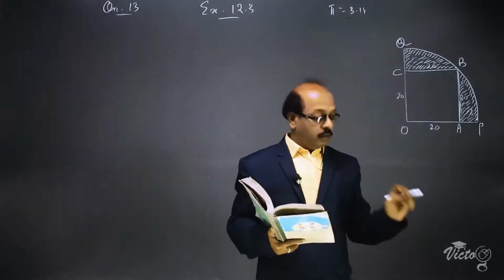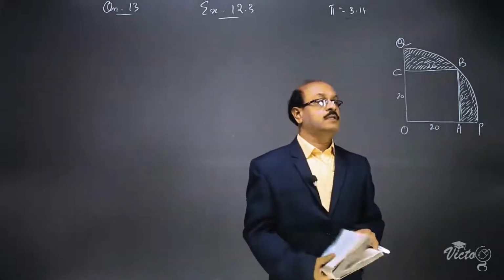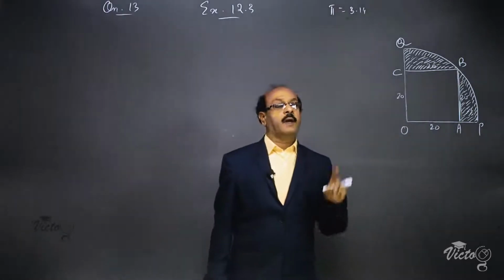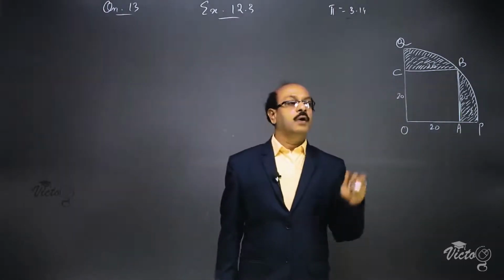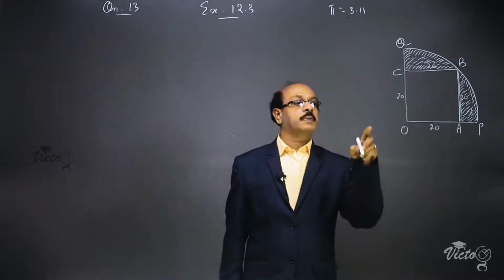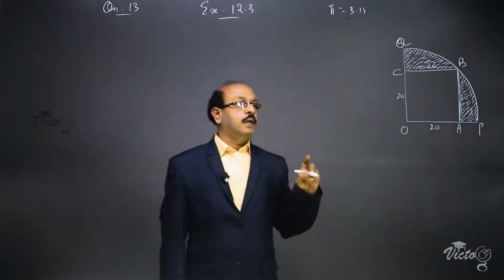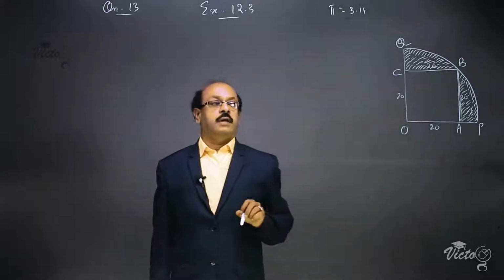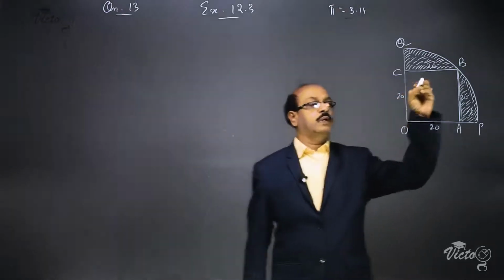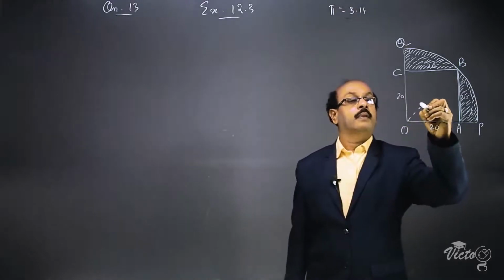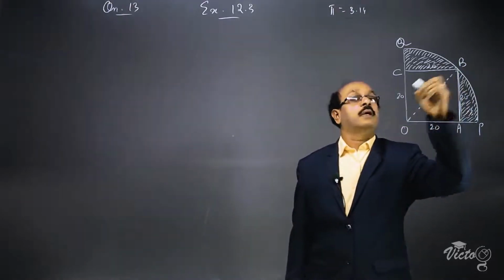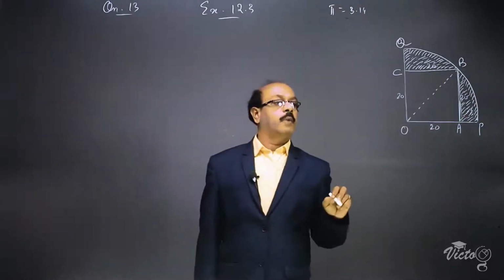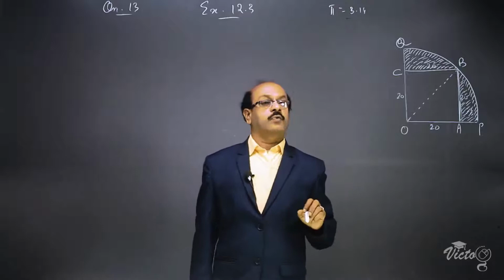For that, the method we have to adopt is, first of all, we have to find the area of the quadrant, the area of the sector. From that, we have to subtract the area of the square. If we want to find the area of the quadrant, a radius is needed. What is the radius? If we join OB, this OB is a radius of the sector or quadrant. But OB is the diagonal of this square.